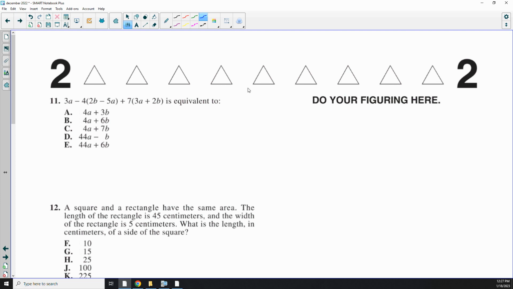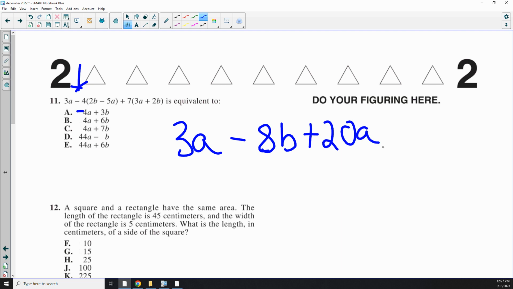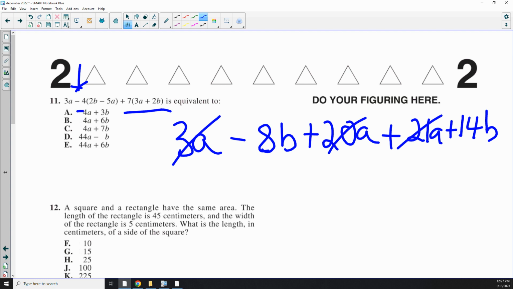No calculator can help you here. It's distribute and add the like terms. We're distributing a -4, which is -8b plus 20a. Then we add what? 21A plus 14B. We do stuff like this every day in class. Now add the A's together, and I get 44 A's, and add the B's together, I get 6B. Answer E.